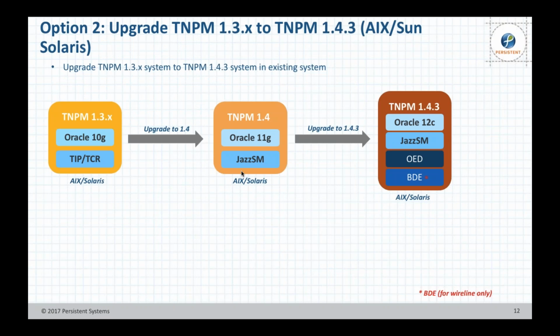Again, this is the standard upgrade path. As you can see, there are a couple of hops that we'll need to take. Depending on what version you're on, from 1.3x to 1.4, you need to be on version 1.3.2, then you move on to 1.4. So if you're on an older version, for example 1.3.0 or 1.3.1, you will need to go up to 1.3.2 first, and then 1.3.2 to 1.4. And from 1.4, we have a direct upgrade path to 1.4.3.